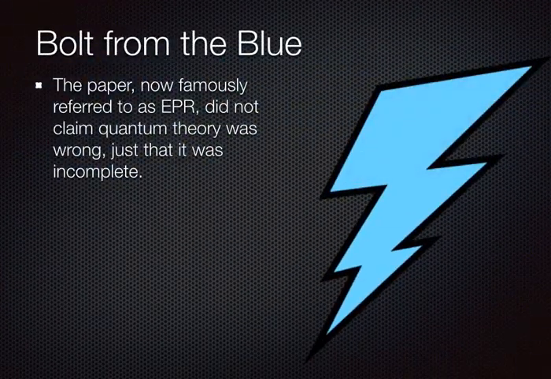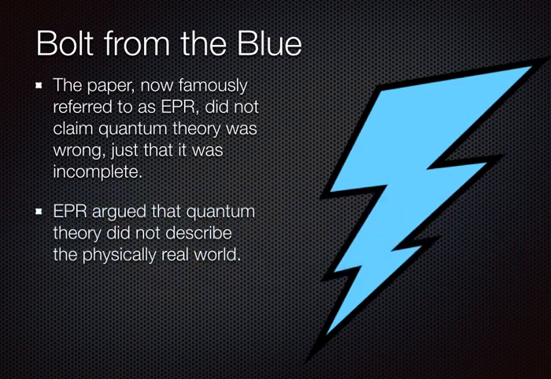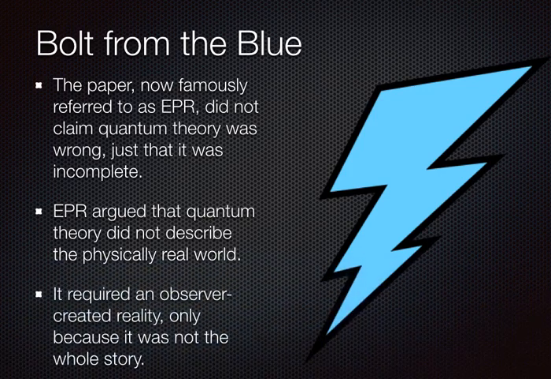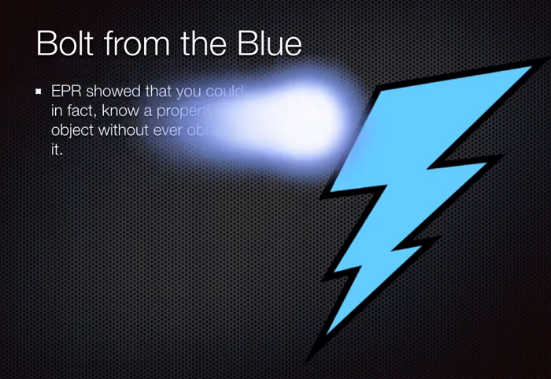The paper, now famously referred to as EPR, for Einstein, Podolsky, Rosen, did not claim quantum theory was wrong, just that it was incomplete. EPR argued that quantum theory did not describe a physically real world. It required an observer-created reality only because it was not the whole story. So everything we've been talking about, Einstein's like, it's just an illusion. It only seems that way because you're missing something.